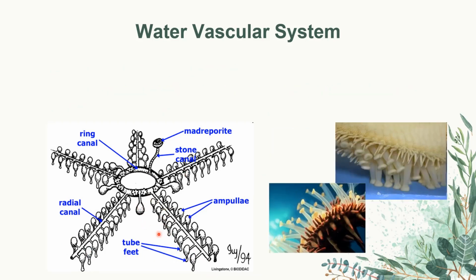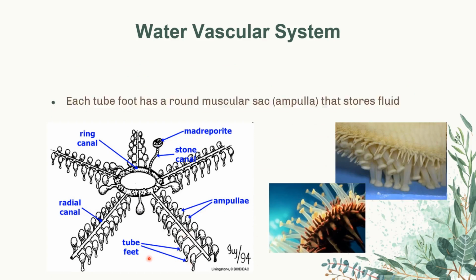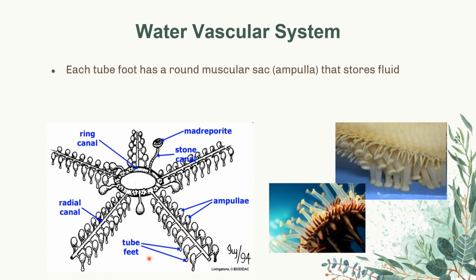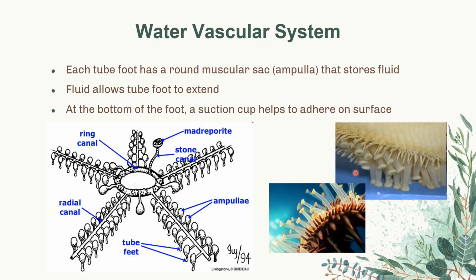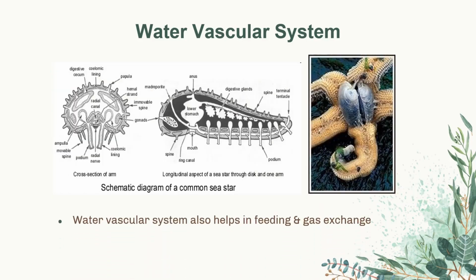Each of these tube feet has a muscular round sac called the ampulla, or ampullae in plural. Inside the ampulla, it will store fluid. The fluid allows the tube foot to extend. Like in this diagram, it extends downward. When it extends, at the bottom of the foot, a suction cup helps it adhere or attach to the surface. The water vascular system also helps in feeding and gas exchange.